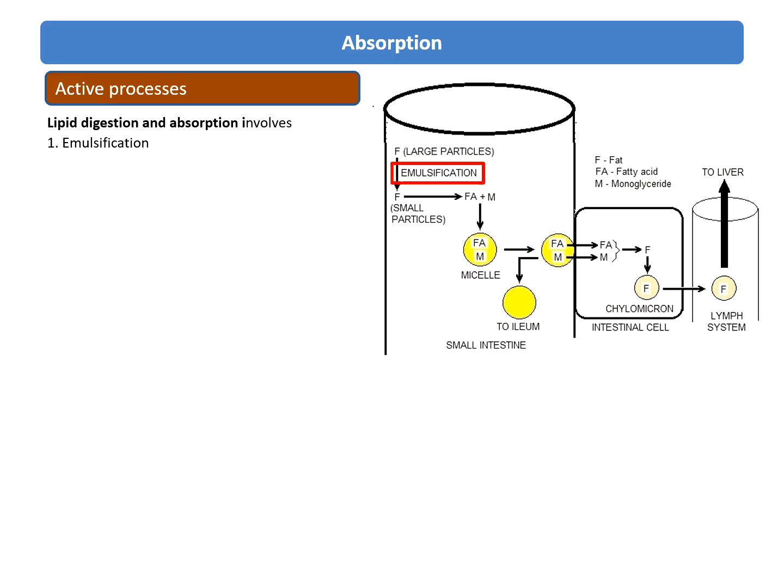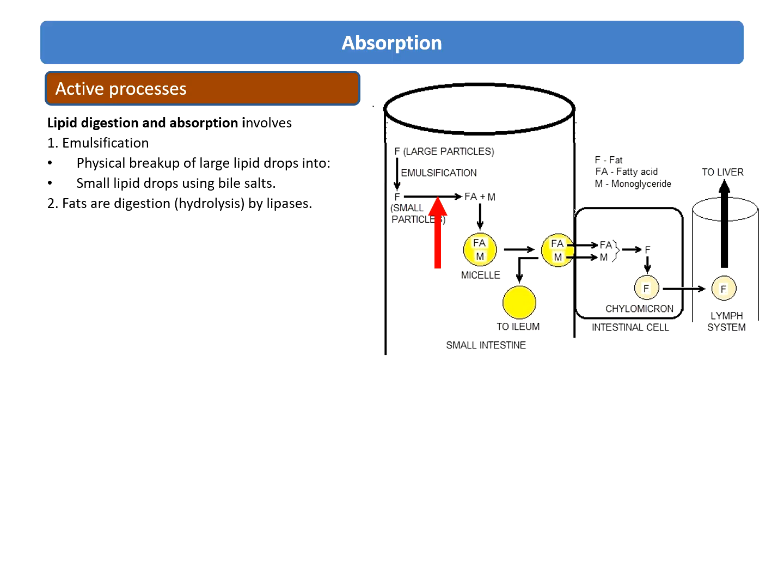Let's look at the details of lipid digestion and absorption. The first step is emulsification. It's a physical breakdown of large lipid drops into small lipid drops. Bile salts are used for this process. The next step is the fats are digested. Remember, this is hydrolysis, and lipases are used. The fats are broken down into fatty acids and monoglycerides. Absorption into the intestinal wall then takes place.